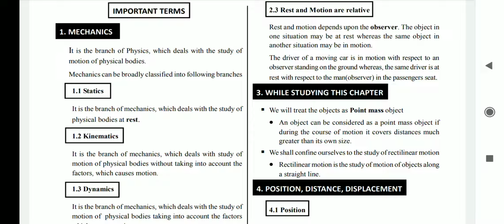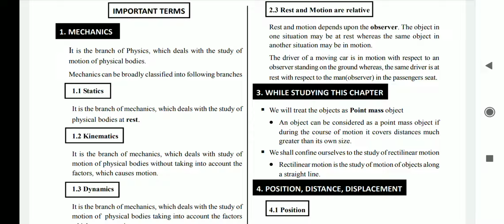Now the next topic is point mass. This is a very important term, point mass. An object is said to be a point mass if it covers a very large distance in comparison to its own size. For example, Earth is also considered as a point mass because it covers a large distance around the Sun in comparison to its size.